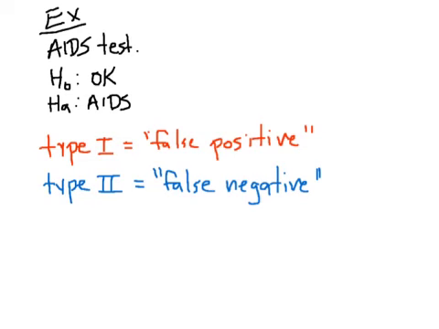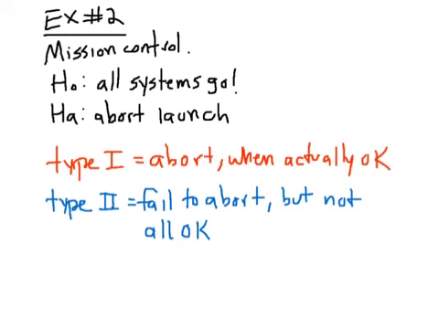But I don't want you to think that in every situation a type 2 error is worse, although I think it's probably easier to think about situations where a type 2 error is worse. For example, the next one I think definitely falls in that category. Let's say you work for mission control at NASA, and it's your job to press a button.